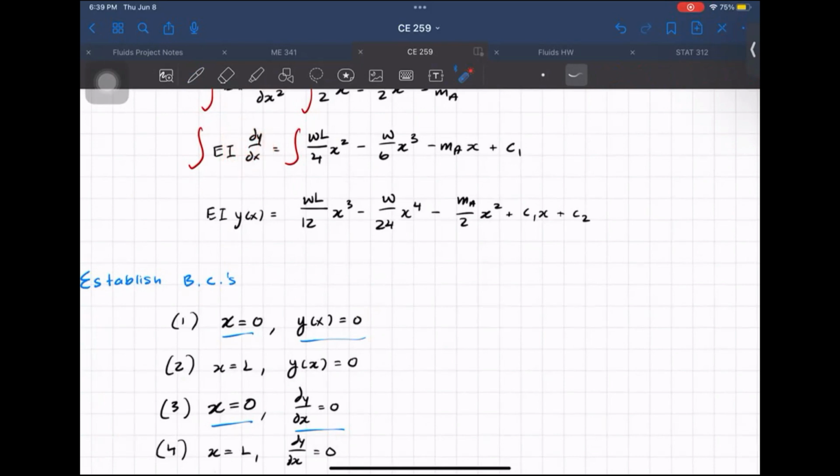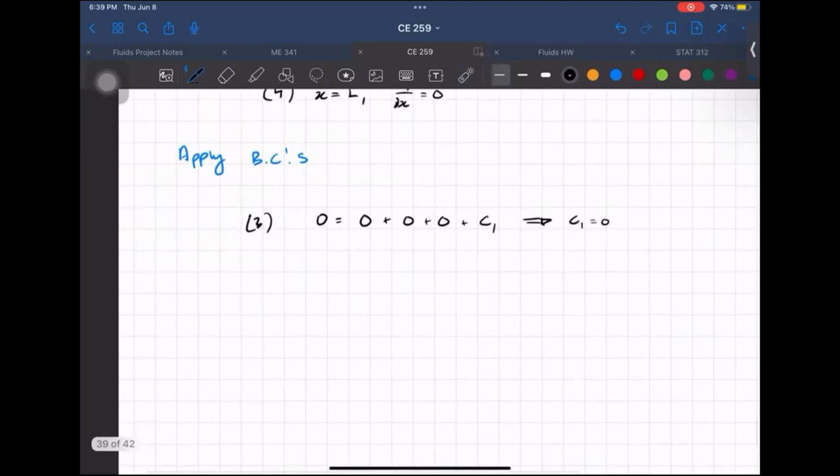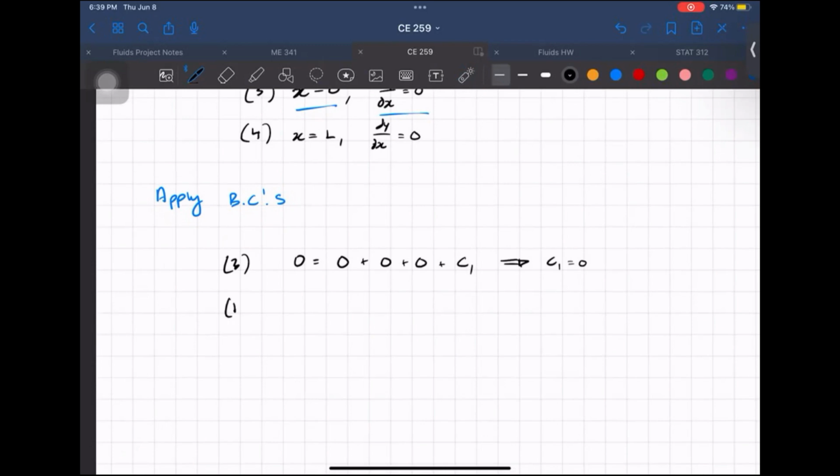And if we plug in 0 for all these x's, 0 plus 0 plus 0 plus c1, we're just going to find out that c1 is equal to 0. That's pretty good.